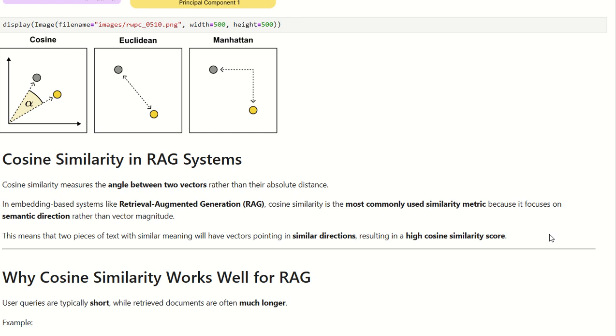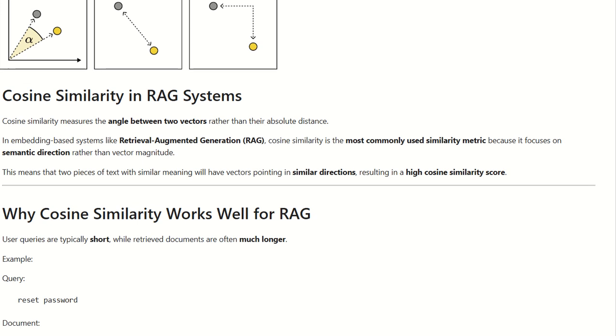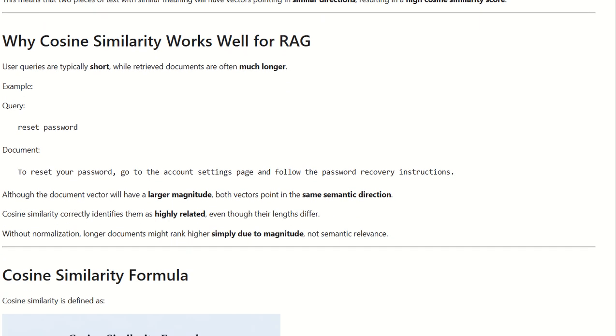In embedding based systems like retrieval augmented generation, cosine similarity is the most commonly used similarity metric because it focuses on semantic direction rather than vector magnitude. Why does cosine similarity work well for RAG? User queries are typically short, while retrieved documents are often much longer.